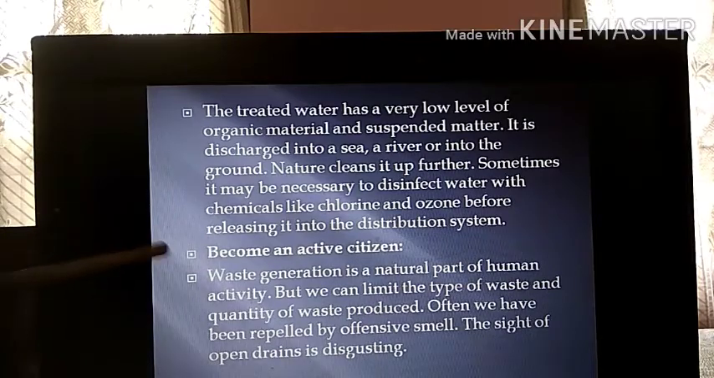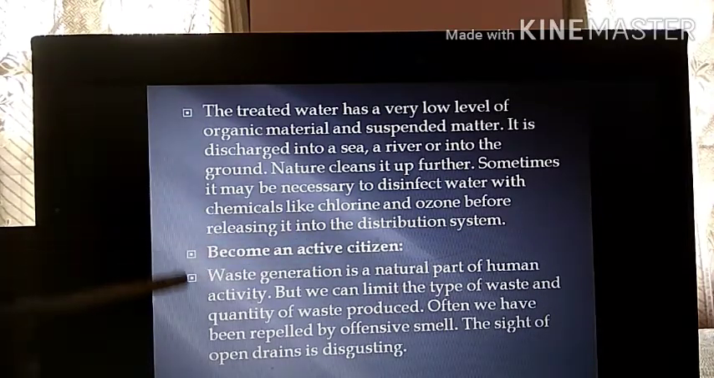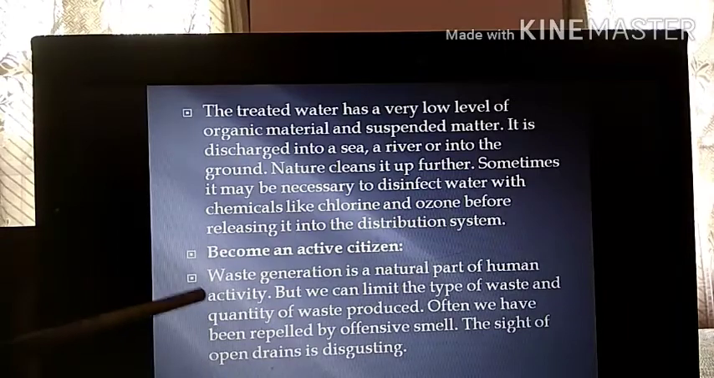Now we come to the next part, become an active citizen. Waste generation is a natural part of human activity, but we can limit the type of waste and quantity of waste produced. Waste generation is a natural part of human activity. When you are at home, definitely you will generate waste. Even in offices or hospitals, waste will definitely be generated. So it is a natural part of human activity. But what we can do is limit the type and quantity of waste that is produced.